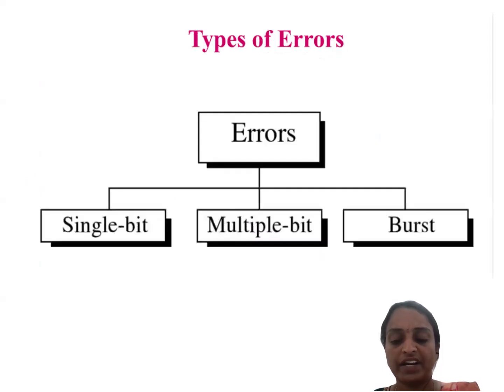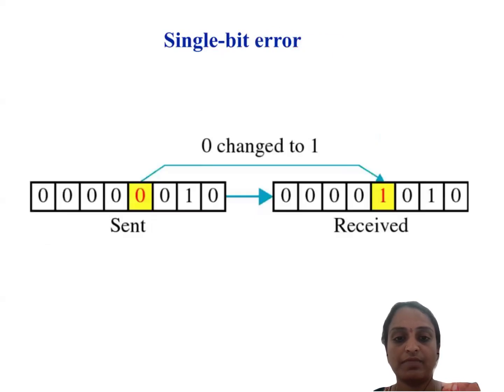Before going to the error detection techniques, first we have to see what the types of errors are. Totally we have three types of errors. The first one is the single bit error, then the multiple bit error, and then burst errors. Now see them one by one. First we have the single bit error.